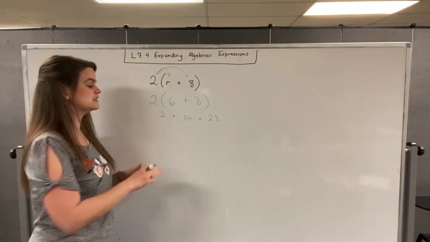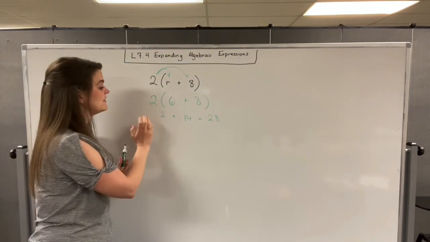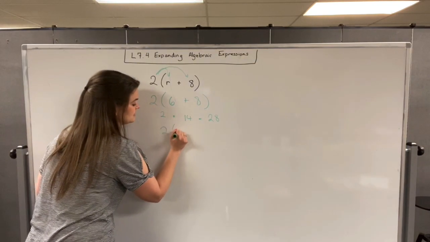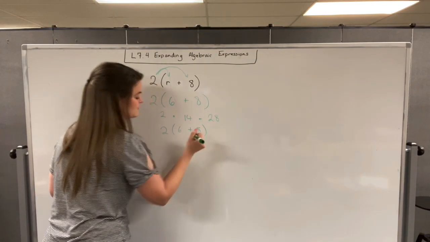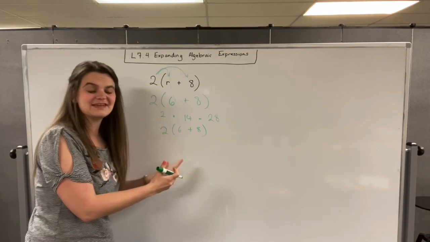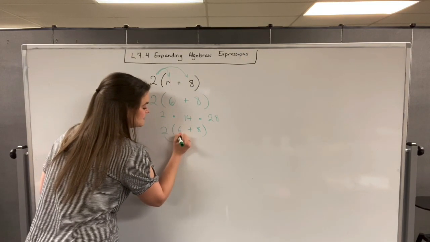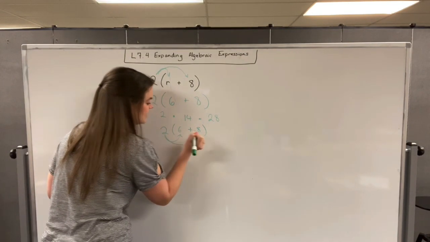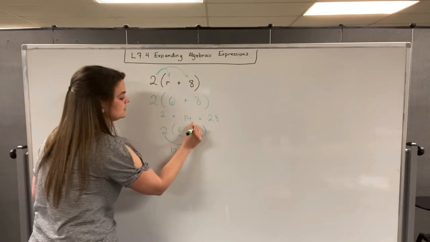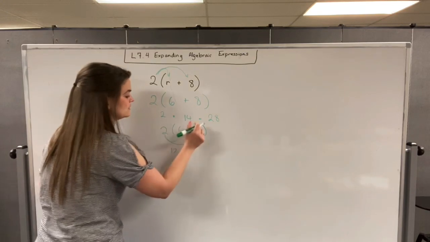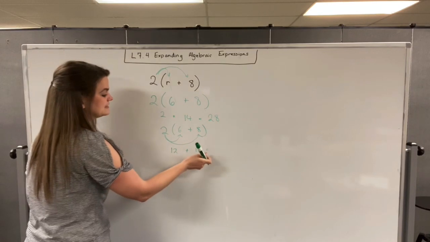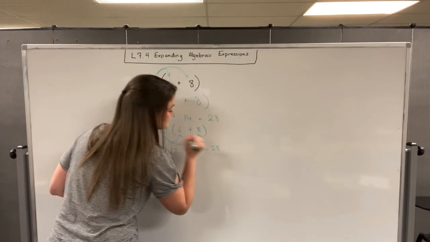So we did our order of operations. We did what was inside the parentheses first, and then we multiplied that by 2. Let's do it this way though. I'm going to rewrite this, 2(6 + 8). Okay, so this simply means 2 times everything that's inside the parentheses. So we can do 2 times 6 and 2 times 8. So 2 times 6 is 12, and we still use our symbol here, plus 2 times 8 is 16. And then 12 plus 16 equals 28.